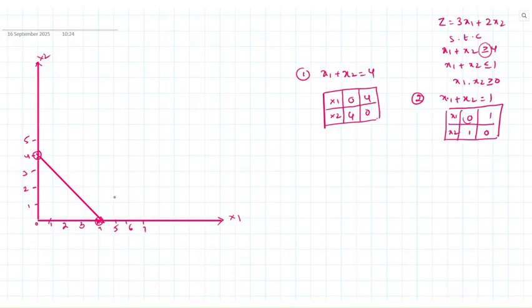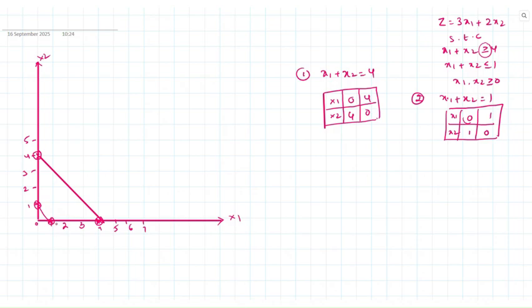Similarly for the second equation, you can see this. When x1 is 0, x2 value was 1, and similarly when x2 is 0, x1 value was 1. So the equation becomes like this, and we joined these two.